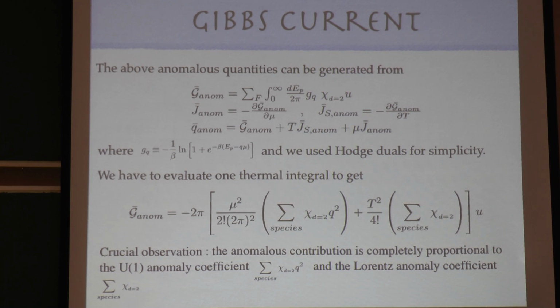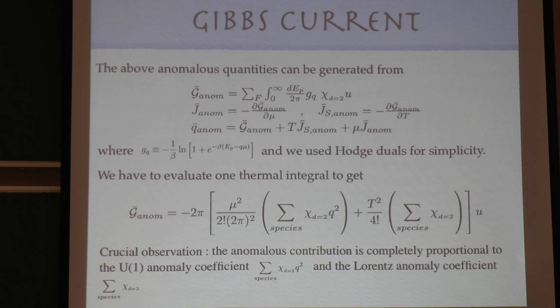What I want to do is basically calculate the hydrodynamic quantities in the anomalous setup using that kinetic theory approach. The message is that I can do that, and this is the result of the calculation. So I have some Gibbs current, and it's of this form.